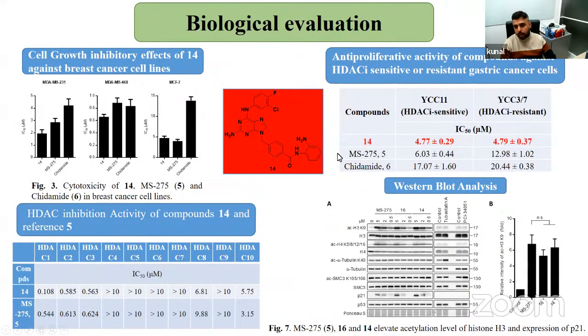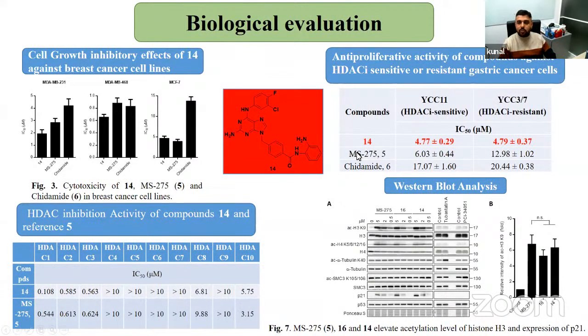But if you consider the activity of MS-275, it was active against the sensitive cell line. But when it comes to the resistant cell lines, it was almost two folds less potent in comparison to what it had shown against the HDAC inhibitor sensitive cell line. So it was very clear cut that against the resistant cell lines, MS-275 was not active. So that was again a very optimistic and promising finding that we have an inhibitor that can actually overcome the HDAC inhibitor resistance issue in gastric cancer cells.